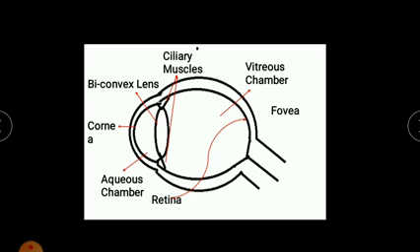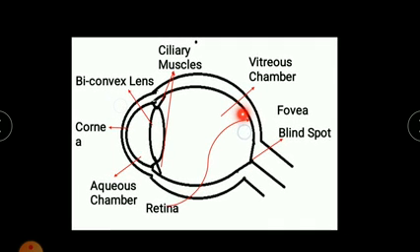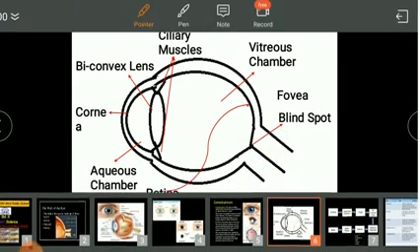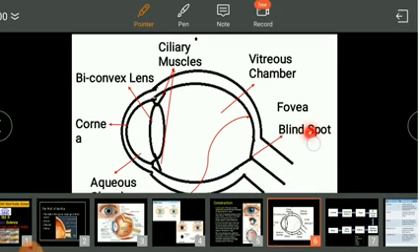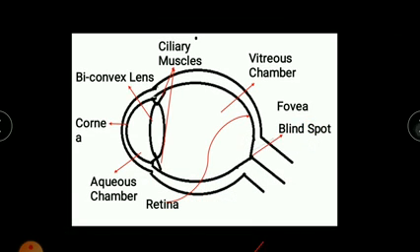The exact center, which is located over here, is the fovea centralis. This is the optic nerve, and this complete thing is the retina. A junction is forming between the retina and the optic nerve. A point of intersection is happening, and that point of intersection is the blind spot, where no images are formed, as this is the optic nerve.